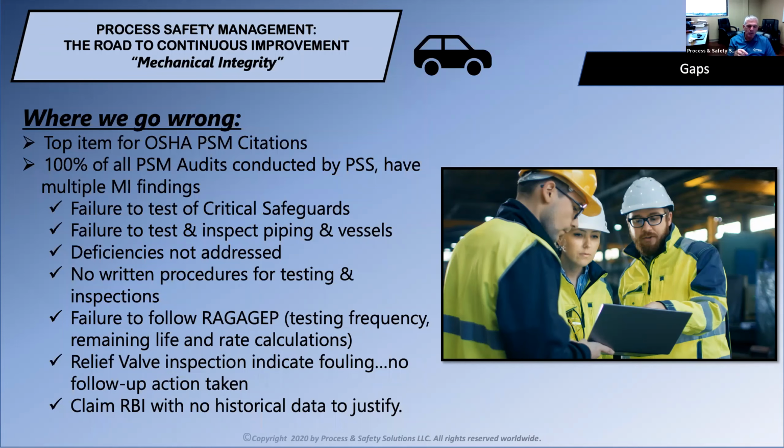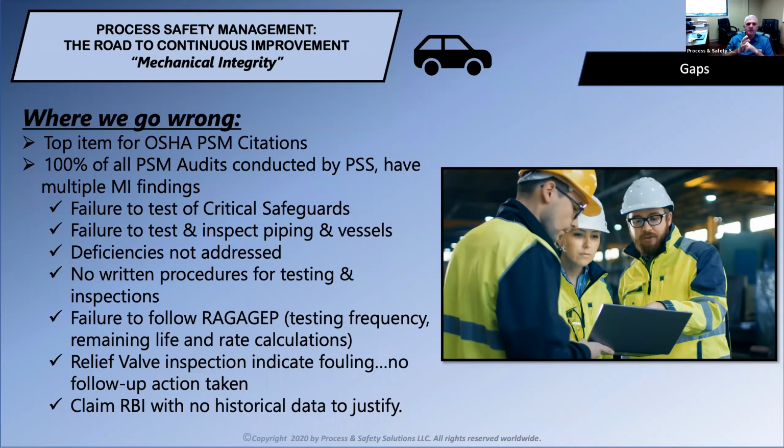And it's for a couple of reasons. One, PSI is not correct and up to date. And if PSI is not correct and up to date, then your MI will fault sometimes as well. So we need to make sure that our PSI, our process safety information, is always correct. So some of the reasons we have found, and what are some of these findings that we normally find? One is failure to test critical safeguards, and we're going to talk about that here in just a minute as well.